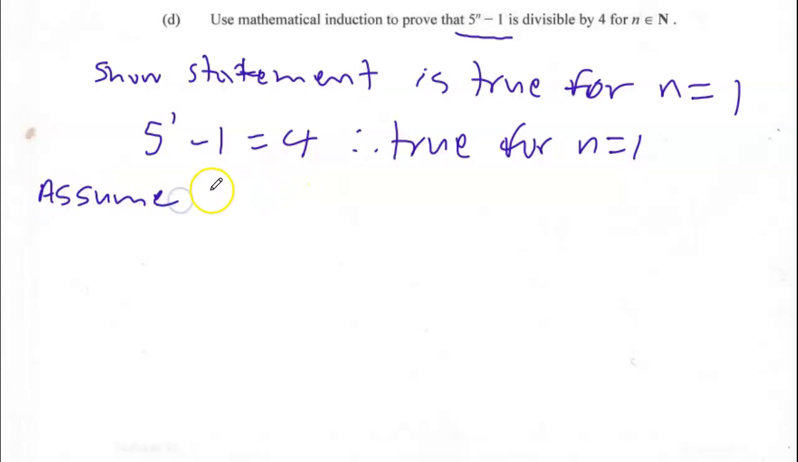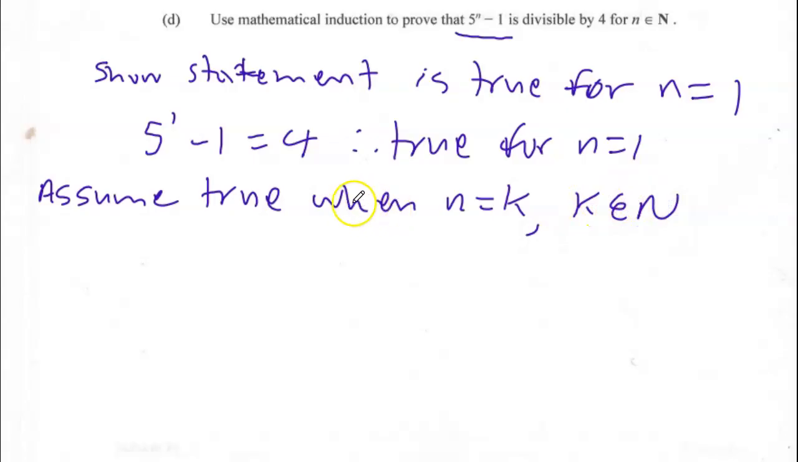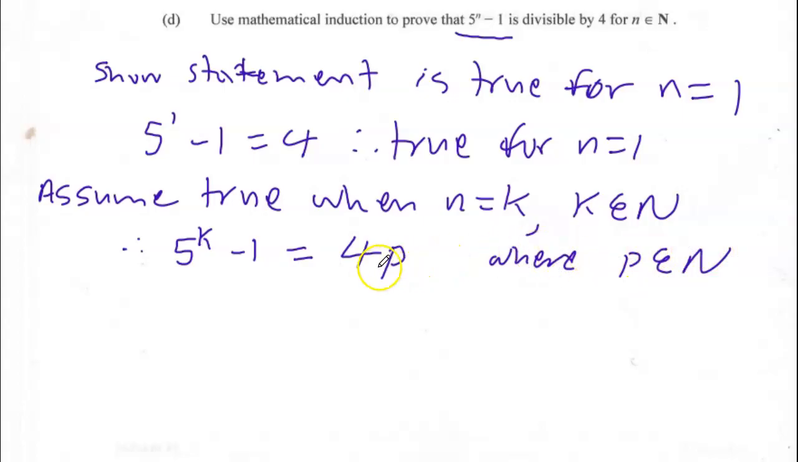Now step 2, we assume true for n equal to k. And of course we define k. K belongs to the set of natural numbers. So 5 to the power of k minus 1, we're assuming that this is divisible by 4, which means it can be written as 4 times a value. Remember, when 4 can go into a number, it means that number can be written as 4 times a natural number. We use p, where p belongs to the set of natural numbers. So we assume that 5 to the power of k minus 1 is equal to 4 times some random value, since it's divisible by 4.